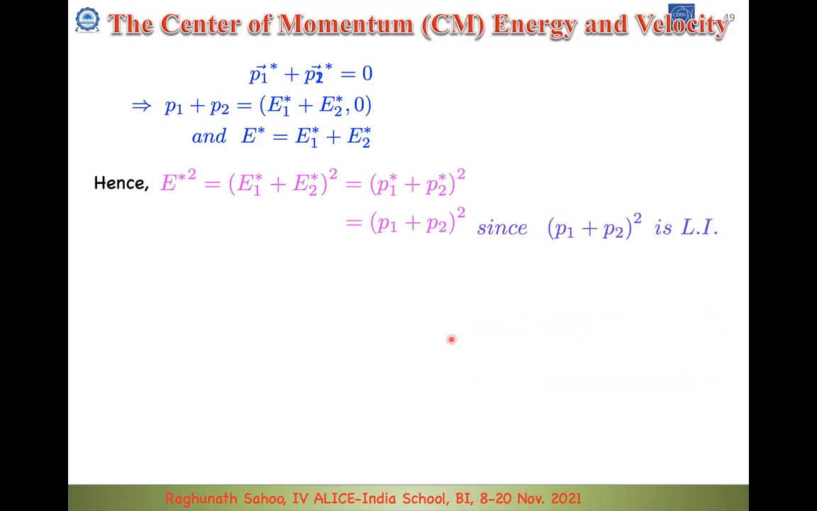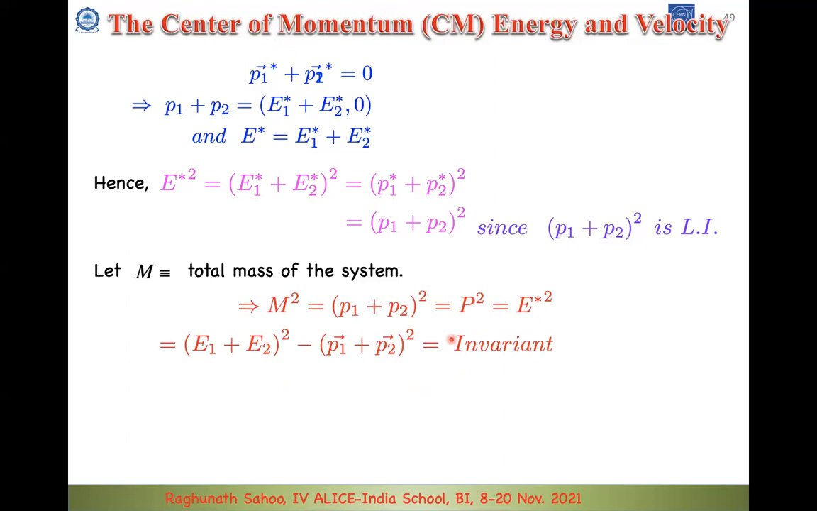And we also know that P1 plus P2 square is Lorentz invariant, right? So then my E star square will also be Lorentz invariant. And earlier I wrote that P1 square will be a mass square, right? So then let me define a mass M, capital M, which is the total mass of the system, and I name it as capital M square equal to P1 plus P2 square, which is the capital P square, equal to E star square.